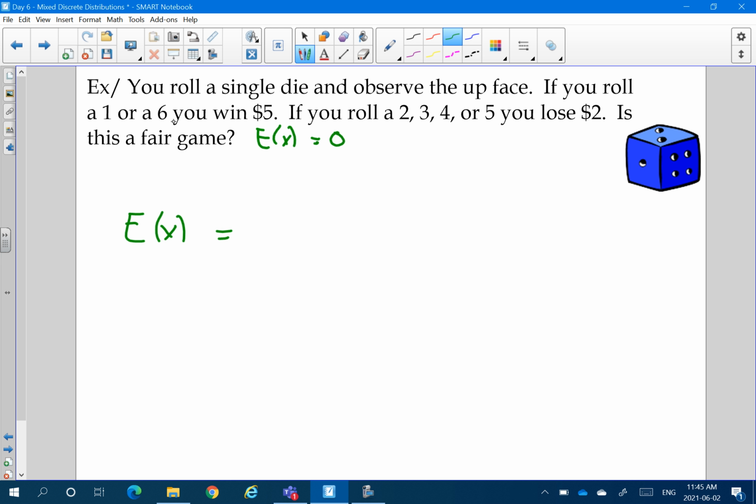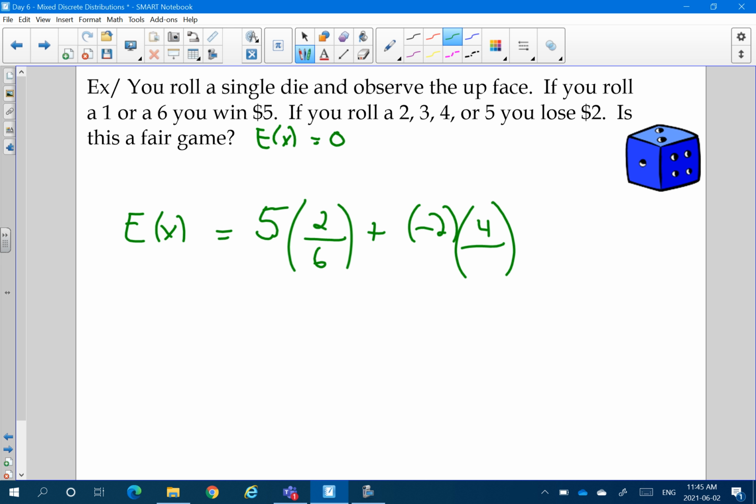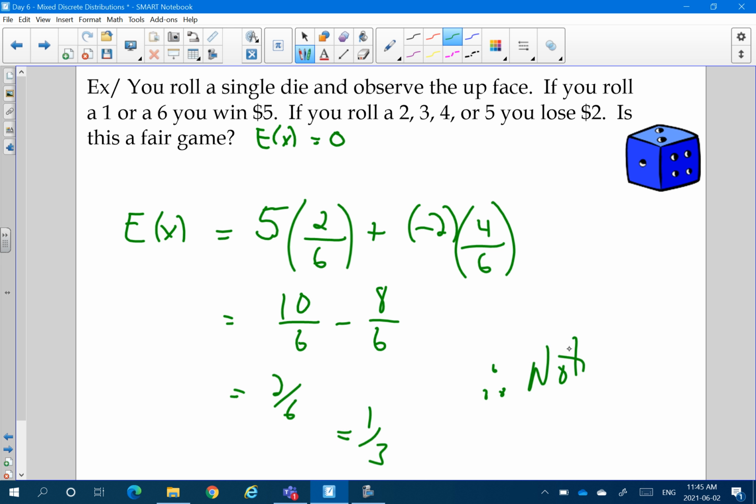So, if I roll a 1 or a 6, I'm going to win $5. And what's my probability of rolling a 1 or a 6? Well, there's 1 one and there's 1 six, so there's 2, and there's 6 possible outcomes on a single die. Now, if I roll the rest of my numbers, I'm going to lose $2, so it's actually minus 2. And I have 2, 3, 4, 5, which is 4 numbers out of a possible 6. So I end up with 10 over 6 minus 8 over 6, which is 2 over 6, which is also 1/3. And therefore, if it's not 0, which it's not, this is not a fair game because the expected value doesn't equal 0.